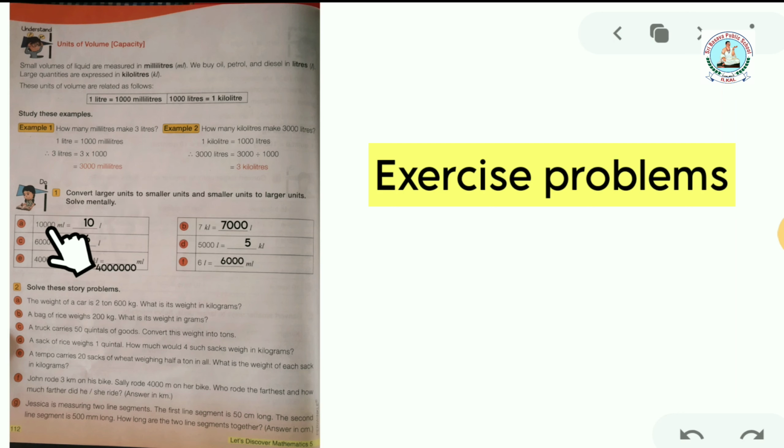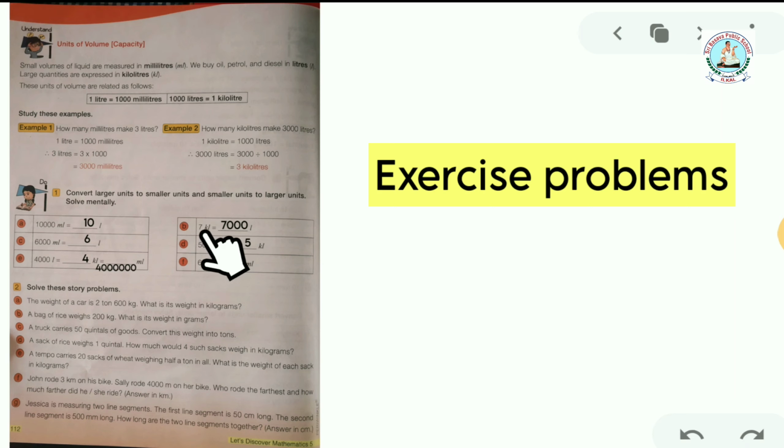So 10,000 ml equals 10 liters, or else you can convert this in your mind as well, like this. We are moving from a smaller unit to a larger unit, so 10,000 must be divided by 1000, because the relation between ml and liter is 1000. When you divide 10,000 by 1000, the answer is 10. So 10,000 ml equals 10 liters. Let's move on to the next question.